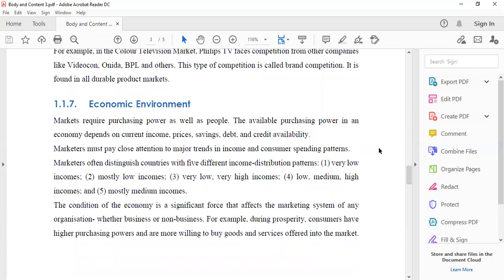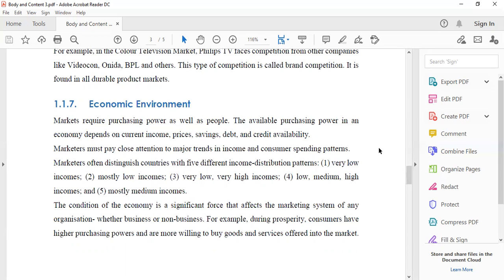We also have the economic environment. The economic environment, the economy of the market. Economic variables such as the income, price, interest rates, credit availability, all need to be well understood. The condition of the economy is a significant force that affects the marketing system, because if the economy is in prosperity, consumers will have a higher purchasing power and they'll be more willing to purchase goods and services.